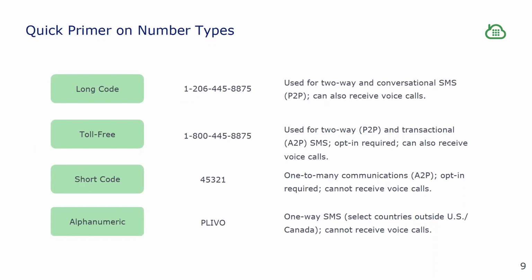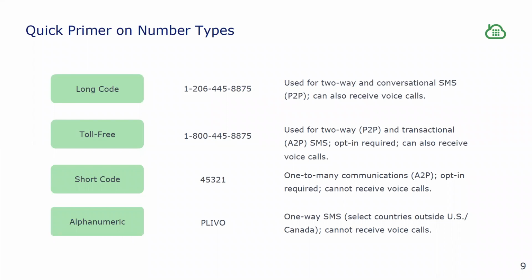Then we have toll-free numbers. Toll-free numbers are your typical 1-800 numbers. Now we have newer prefixes like 844, 855, 833 that are also toll-free. Toll-free can be used for P2P and A2P messages. These are your transactional messages and two-way communication. Like you could send an appointment reminder message using a toll-free number. To use a toll-free number, you must have an opt-in. An opt-in is where the end user subscribes or opts in to receiving these notifications from your system. Toll-free numbers can also receive voice calls.